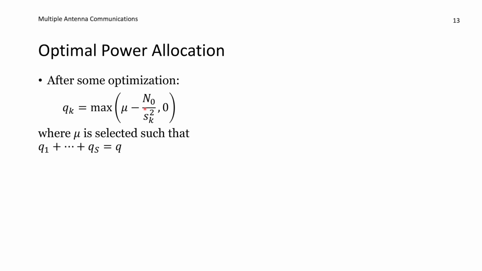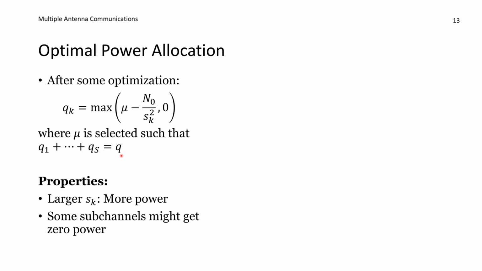And notice that this is something that is appearing in our signal to noise ratio, but in the other direction. So sk squared divided by N0, upside down. And mu is a parameter that we are increasing such that we are eventually getting the summation of all the q, q1 to qS, to be equal to the total power Q that we would like to assign. So what does this mean?